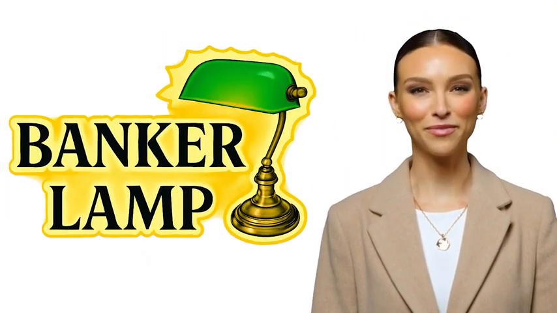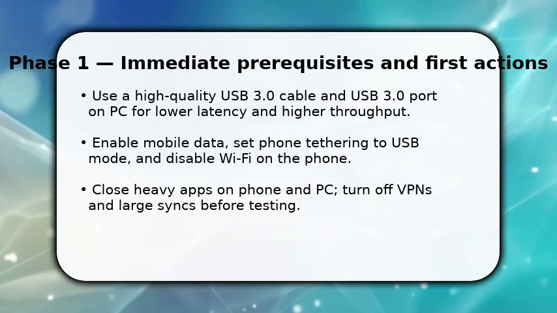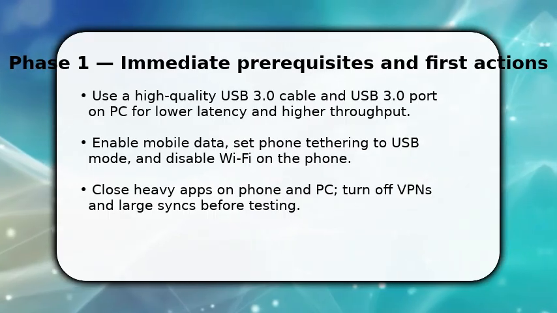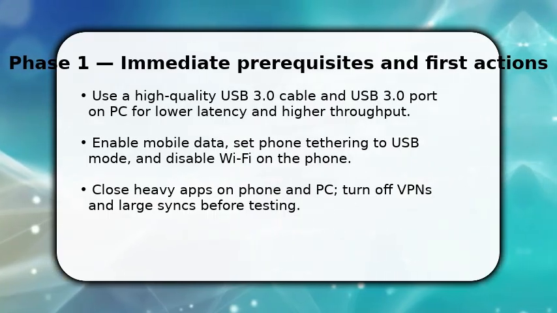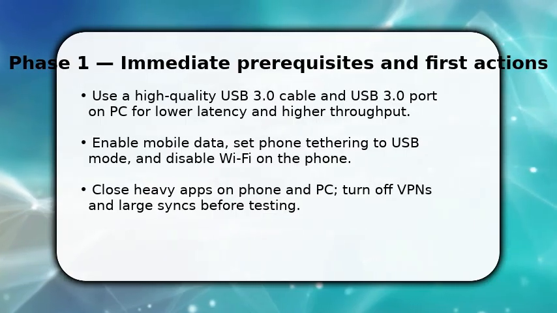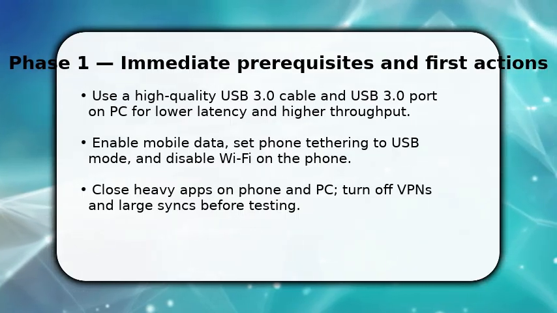Please enjoy the video. You start by preparing hardware and phone settings so speed gains are real. Plug a USB 3.0 cable into a USB 3.0 port. Quality matters because cheap cables cap throughput. On the phone, enable mobile data and turn on USB tethering, then disable Wi-Fi to avoid routing conflicts.